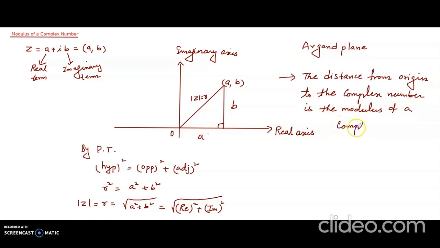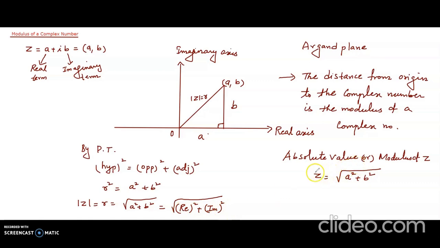This modulus can also be called the absolute value. Modulus of a complex number is also called the absolute value of a complex number. So whether we write absolute value or modulus of z, that will be mod z equal to under root of a square plus b square, where a is the real part and b is the imaginary part of a complex number.